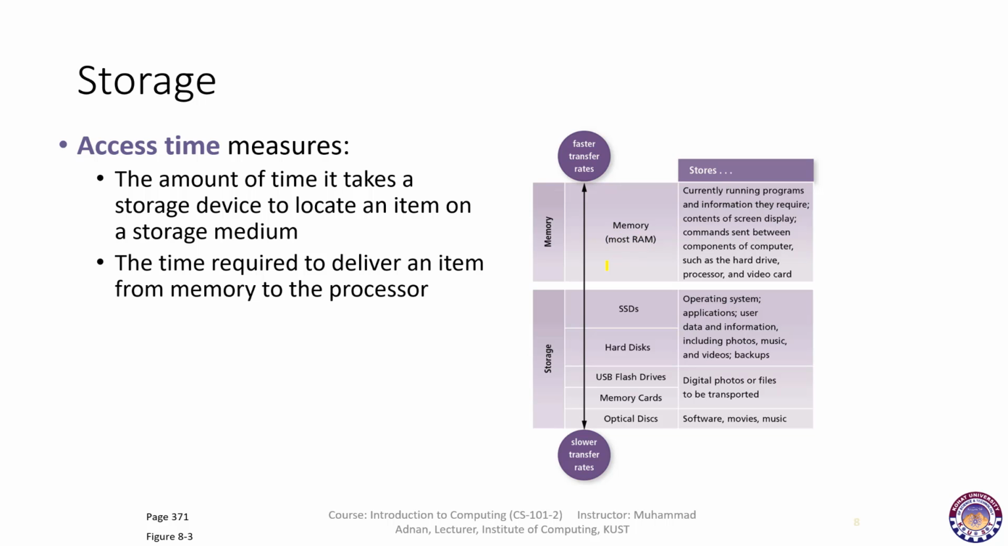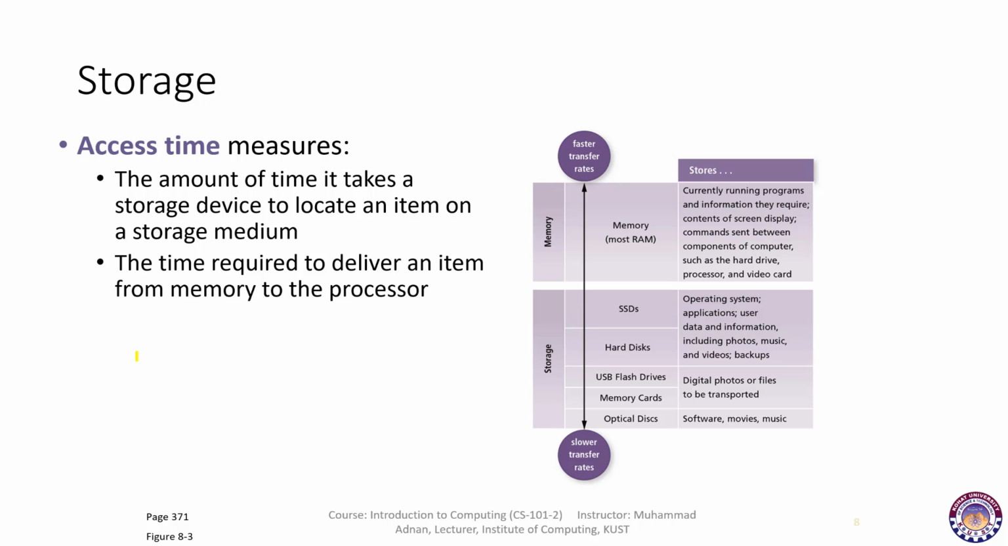Whereas what does RAM contain? If the computer is turned on, RAM usually holds the currently running programs and the information they require, that are required by you and by the processor. Its content can be the contents of the screen display, and commands sent between components of the computer such as the hard drive, processor, video card, etc. So when the computer is turned off, all of this data is vanished or lost from the memory, whereas the storage has the permanent data stored inside it, so the data remains there.